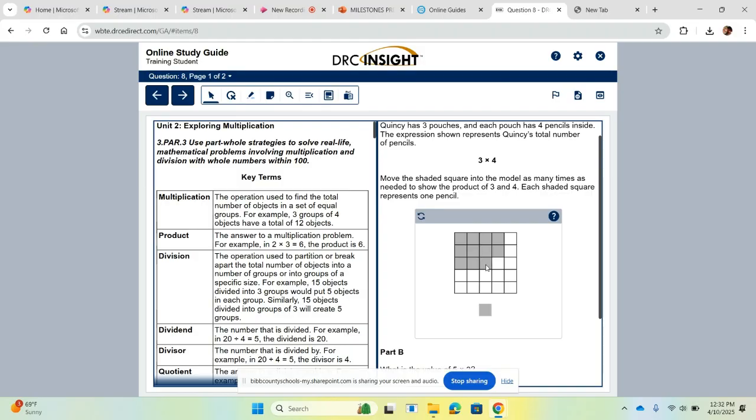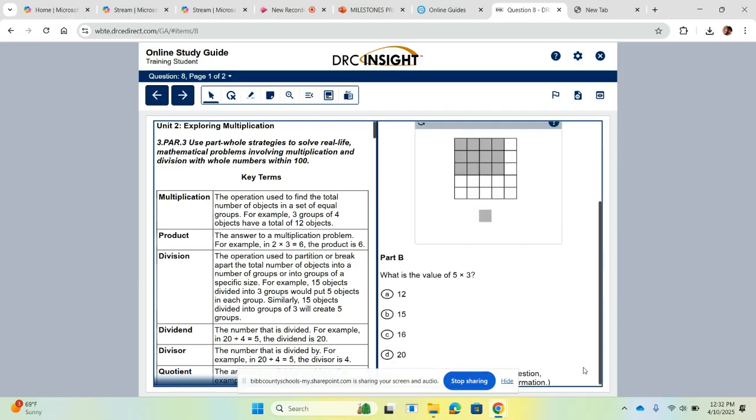What does that represent? Well, what do we know 3 times 4 is? 3 times 4 is? Absolutely, it's 12. So let's count. Let's make sure we have 12 squares. 1, 2, 3, 4, 5, 6, 7, 8, 9, 10, 11, 12 squares completed. Not only do they have to shade it in, but they also have to get this right.